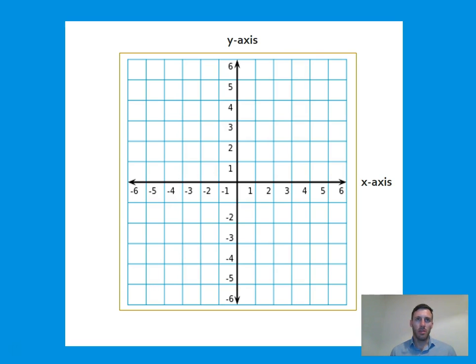Let's quickly plot a point (2, 3), or x coordinate 2, y coordinate 3. First of all, you move 2 coordinates to the right on the x-axis because 2 is positive, so you move in the positive direction. Then you move 3 coordinates up the y-axis because 3 is positive. And that's your point plotted.